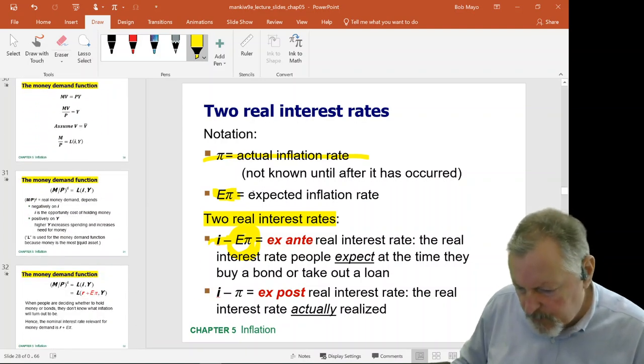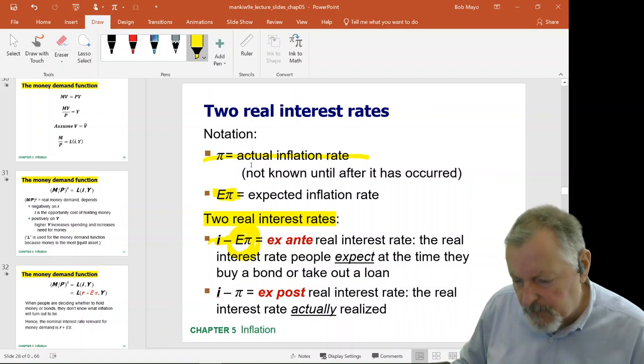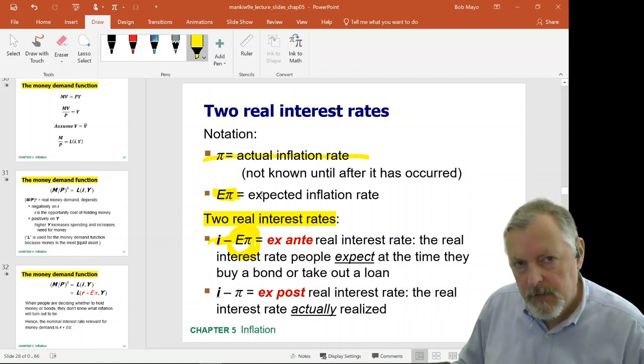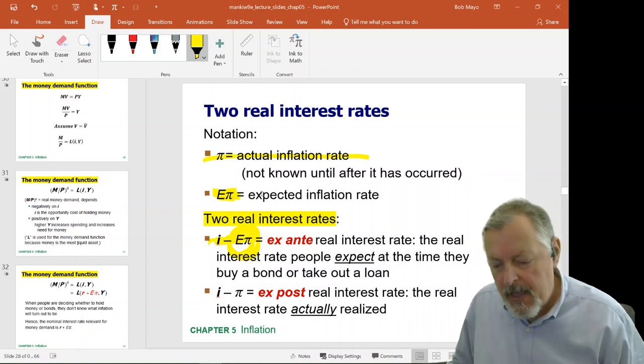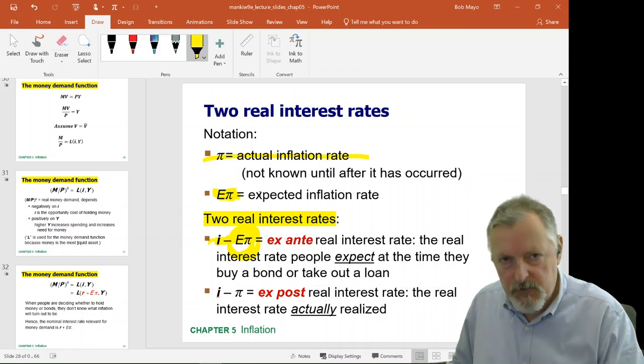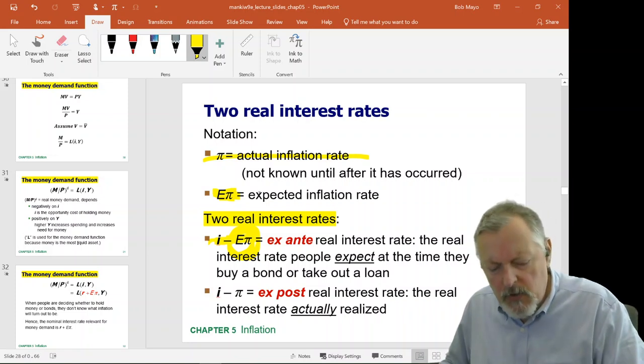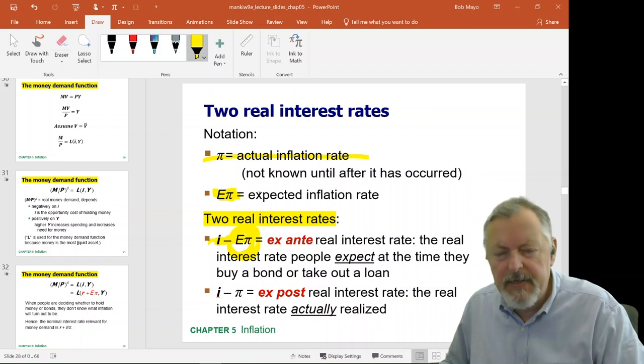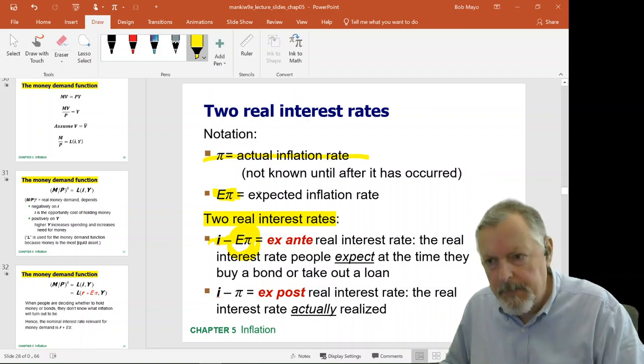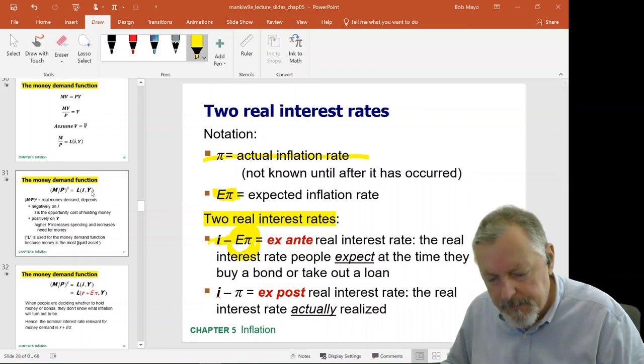Actually, I'll postpone that. The difference between actual inflation, looking back, and what you expect inflation to be is very relevant for theories of monetary stimulus in the economy. We'll get to that.